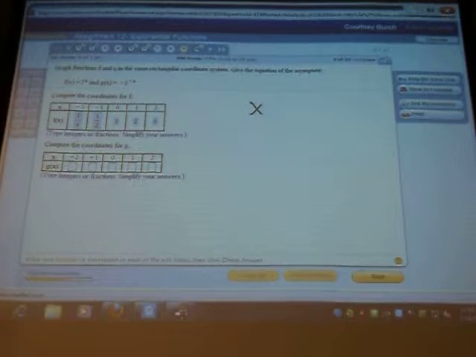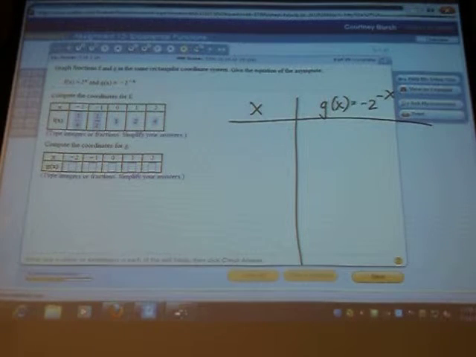Okay, so x and then negative 2 to the negative x. How did you get the f of x? The f of x, we did that at the beginning of class. That was the same function. I might have just used it.